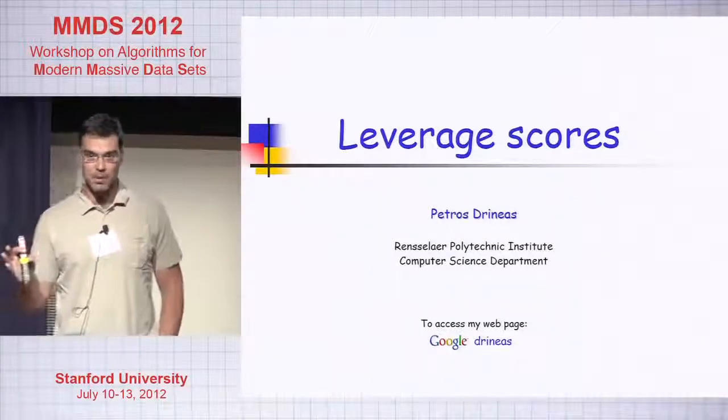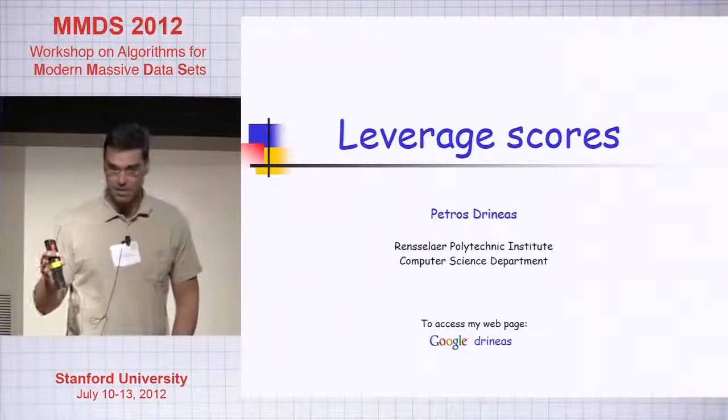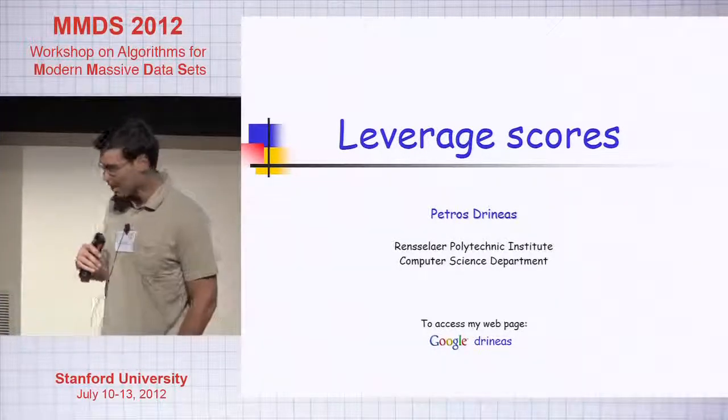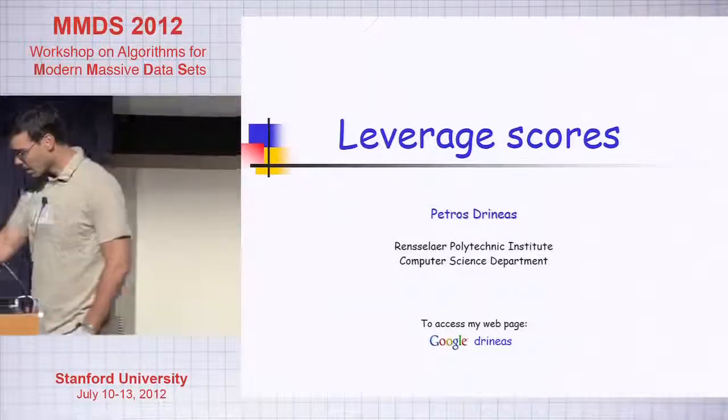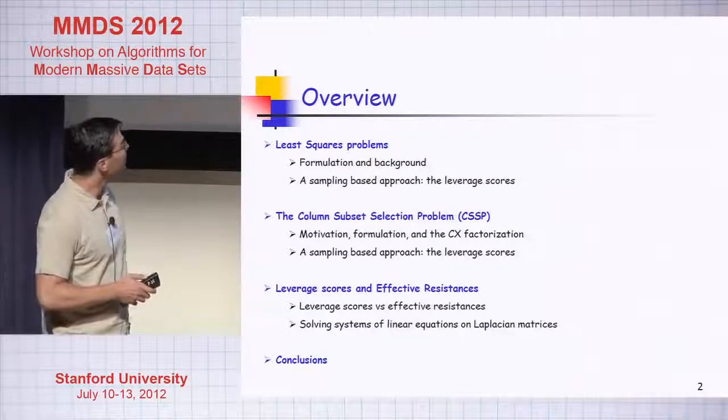Now, the leverage scores are going to be a statistic, and in the algorithms that I'm going to describe, they're going to be used as a sampling probability. So instead of keeping, for example, rows and columns with high leverage scores, we're going to sample with probability proportional to the leverage scores. And we'll see that this very simple strategy will give some good results for a number of interesting problems. So my talk will have three parts.